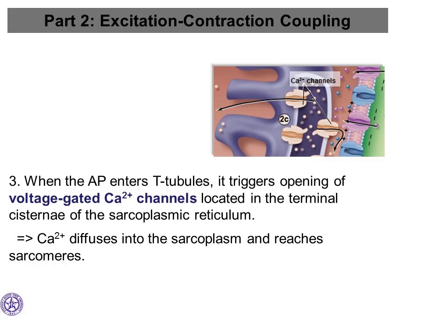And where does calcium go? It floods into our cytoplasm. It leaves the sarcoplasmic reticulum. And once in the cytoplasm, it can bind to troponin. Troponin changes shape. Tropomyosin moves. And we get to the third part of this, the contraction phase of our skeletal muscle.